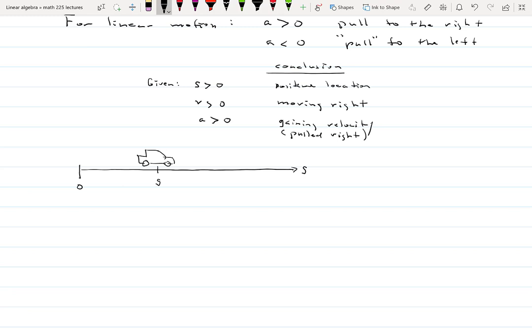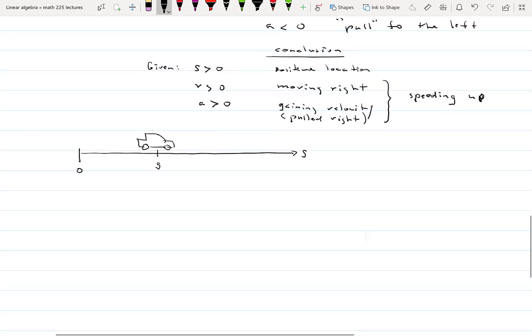Now, let's combine the ideas expressed by velocity and acceleration. Let me ask you a question. If I'm moving to the right and I'm being pulled to the right, what am I going to do? If I'm already moving to the right and then I experience a pull to the right, what's going to happen? I'm going to be speeding up. So if you're moving to the right and you're pulled to the right, you're going to speed up.